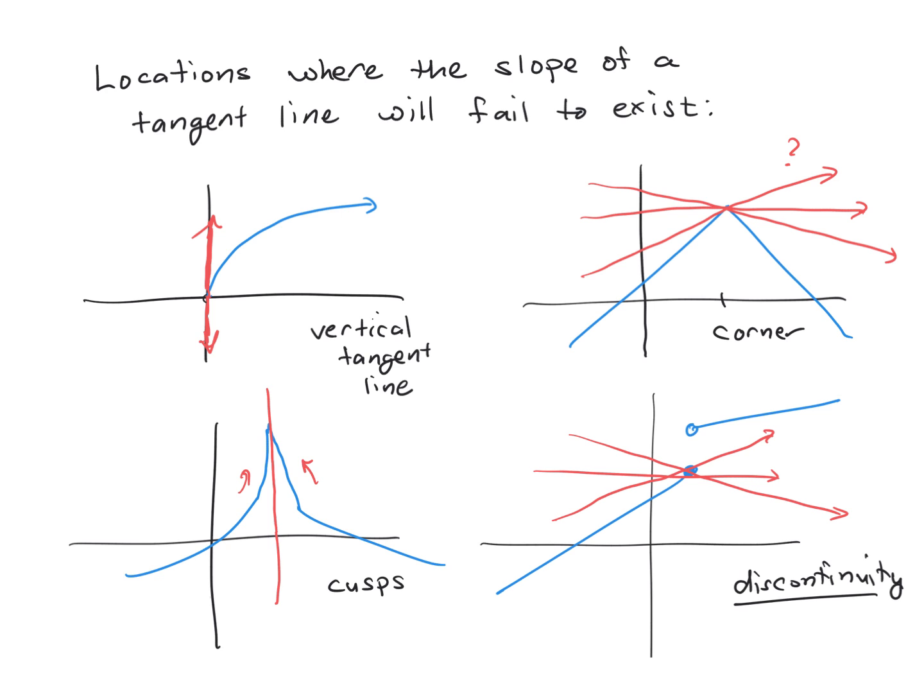So you see that functions have to be continuous if there is any hope of having a slope of a tangent line. But even in that case, it may not have a slope of a tangent line, as we saw in the corner and the cusp and our vertical tangents as well.